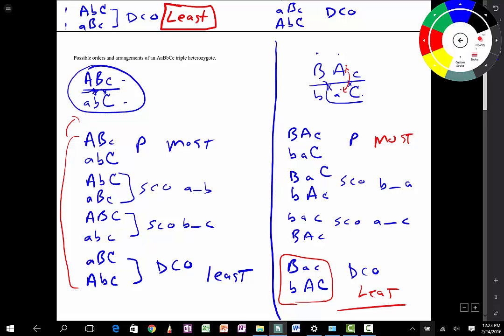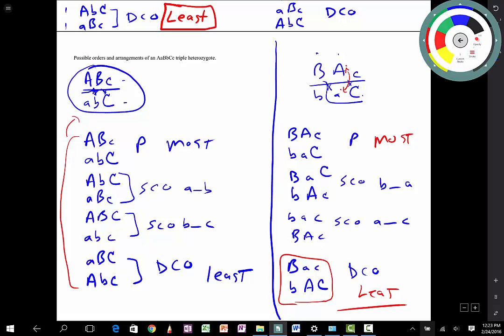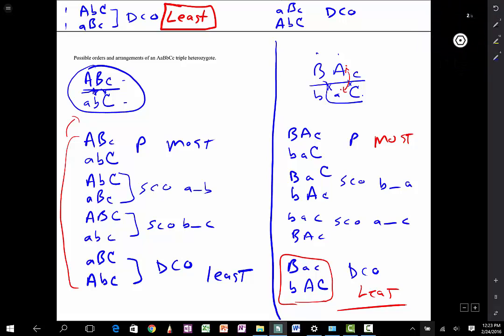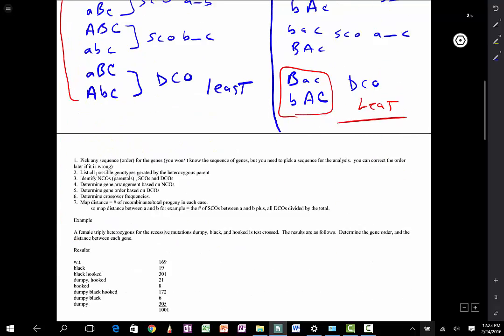All right, so that's just kind of the concepts behind it. We can look at the end of this, and we'll draw out some chromosomes to show what these double crossovers look like and how we get these things if we actually look at the chromosomes. But for now, we will just continue forward.